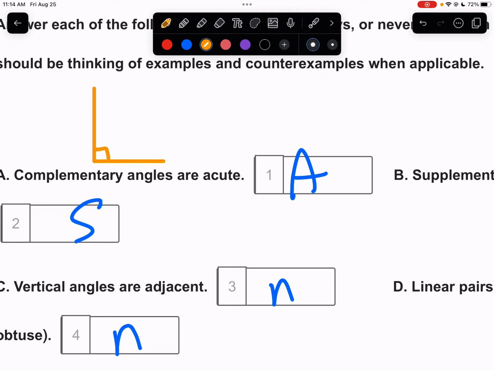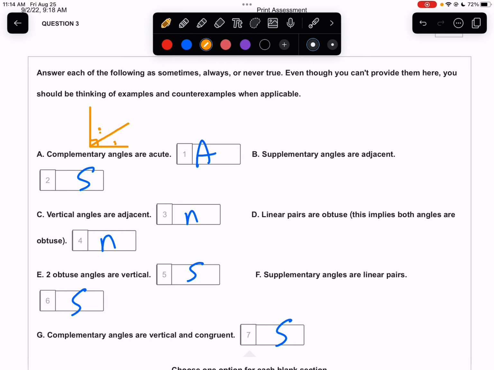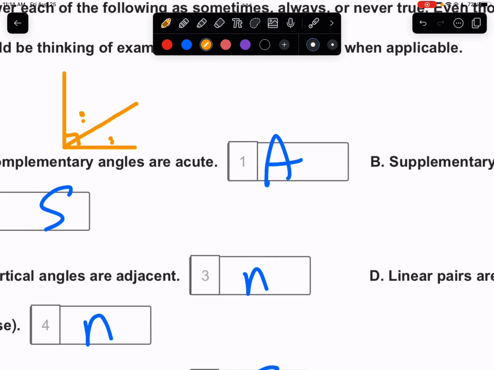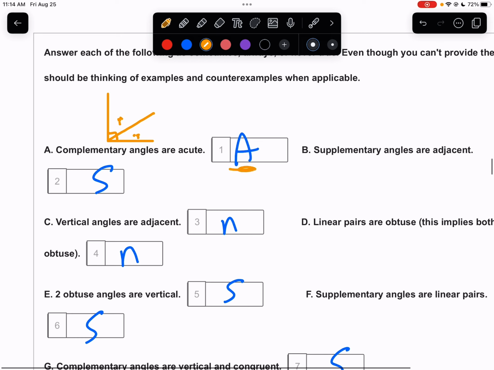And so complementary angles have to add up to 90. So if they have to add up to 90, is there any way for them to be 90? Can one complementary angle be 90? No. There'd be no room left over for the second one. So both of these angles have to be less than 90 for sure. I mean, so that's going to be always. You can't be 90 or bigger and also add up to 90.